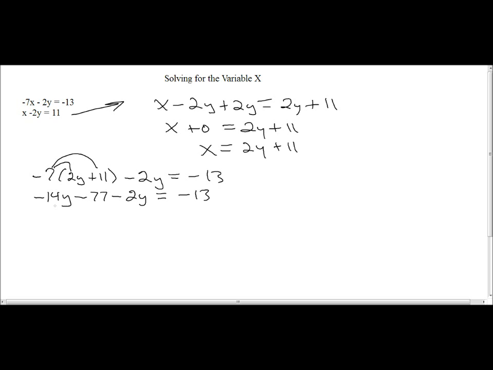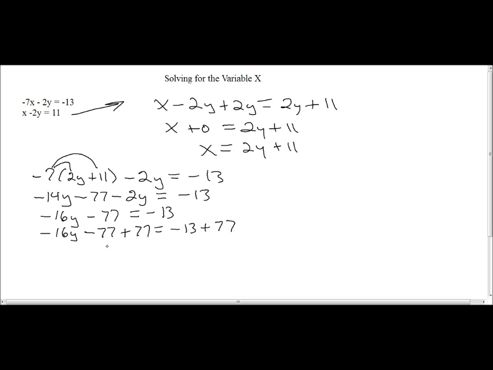As a matter of fact, let's just go ahead and combine the like terms over here. So we have a negative 14 plus a negative 2, same opposite. That's going to give us a negative 16y minus 77 is equal to a negative 13. Now we see that we can add 77 to both sides. Why are we adding? Because it's a negative. So we'll have minus 77 plus 77 is equal to a negative 13 plus 77.